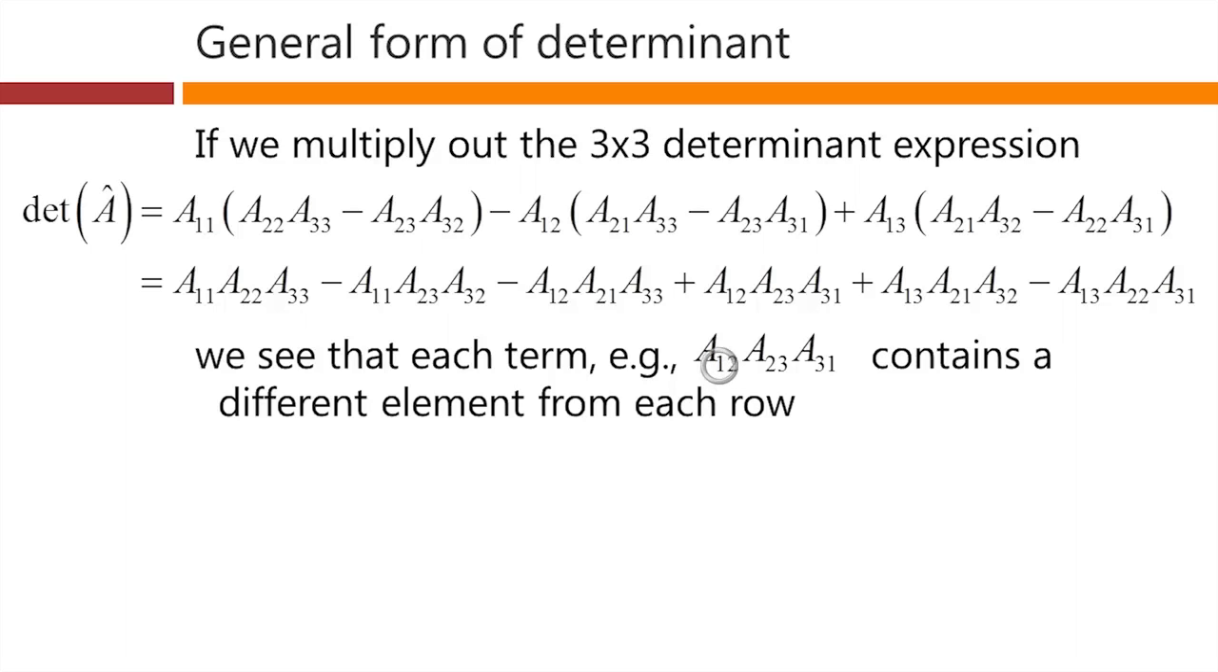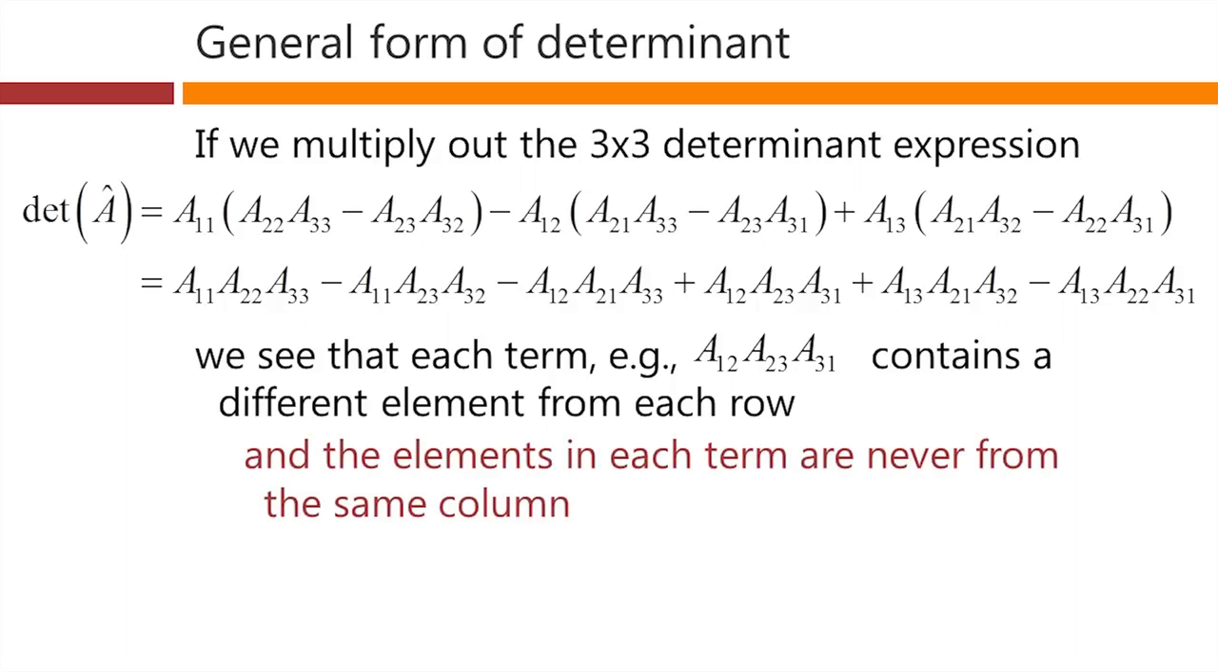Each term contains a different element from each row. So this term here that we're looking at, which is this one up here, contains the second element from row 1, the third element from row 2, and the first element from row 3. And if you look at all of these different terms here, you will find they have the same characteristic. They contain a different element from each different row. And the elements in each term are never from the same column.